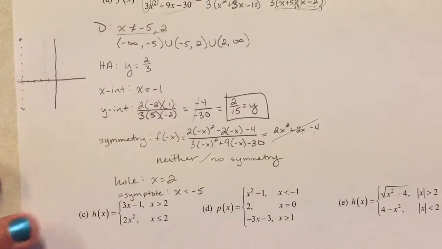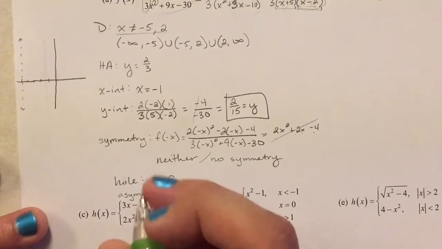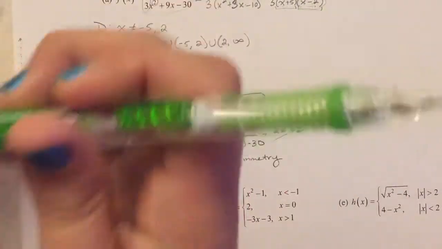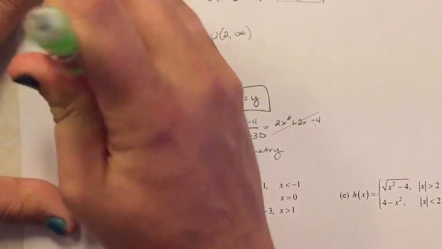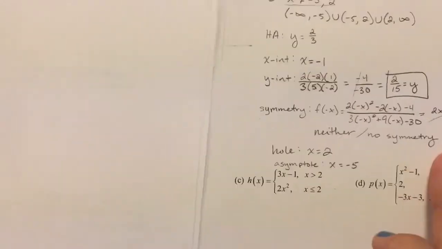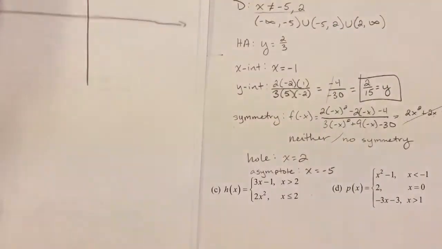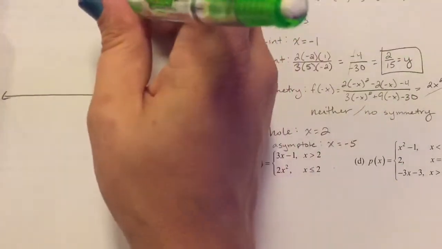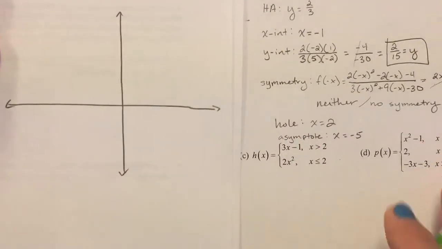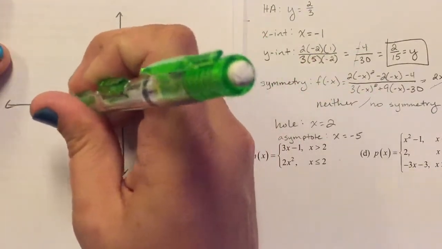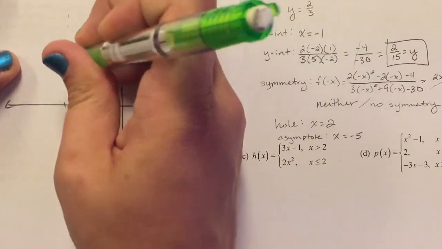Actually, let me graph this on a separate sheet of paper. It'll be easier for you to see. Okay, bigger graph. There we go. That's way better. All right, so 1, 2, 3, 4, 5. So at negative 5, I have an asymptote.